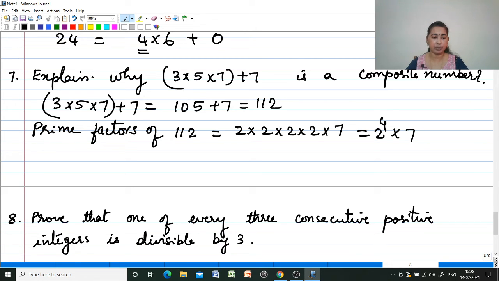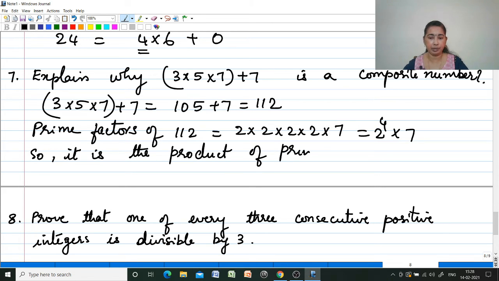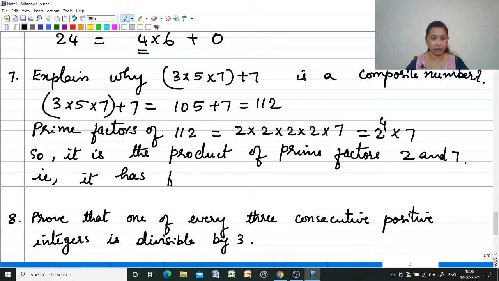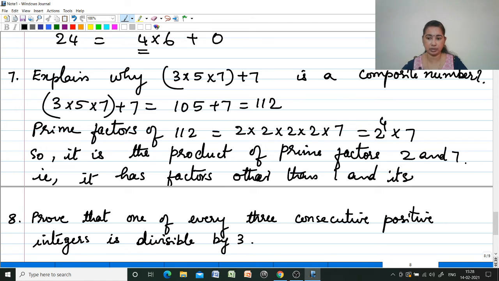So, we can write it as the product of prime factors 2 and 7. If you can write it as the product of prime factors, then it is a composite number. That is, it has factors other than 1 and itself. It is having more factors. If it is a multiple of many prime factors, then it is a composite number. So, it has so many factors. Therefore, it is a composite number.